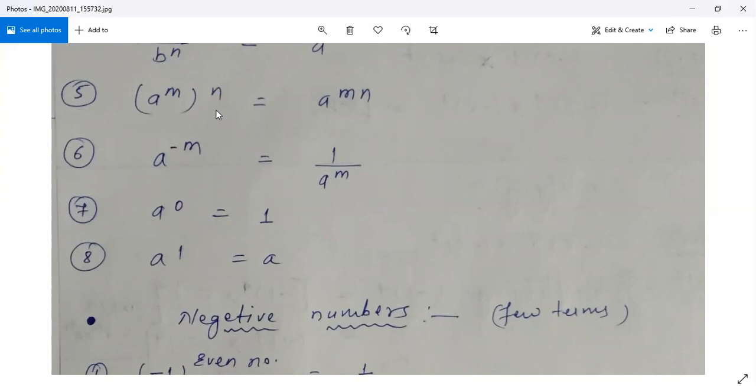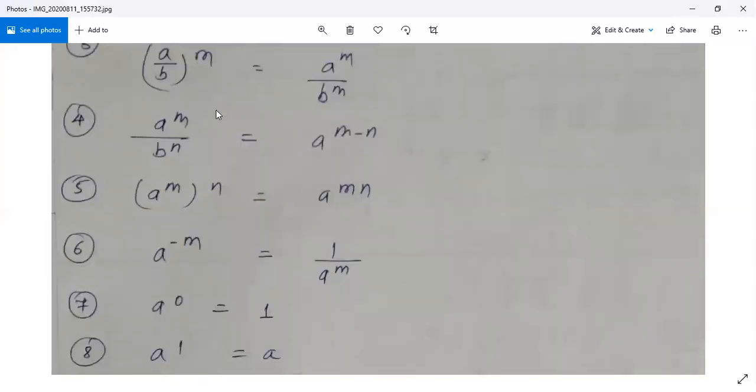Then the next formula is a to the power minus m. If the power is negative, then we write it in the form of 1 upon a to the power m. So the formula will be a to the power minus m is equal to 1 upon a to the power m. The seventh one is a to the power 0 is always equal to 1. If any exponent has power 0, then its value is always equal to 1. Then the eighth one is a to the power 1, which is always equal to a.